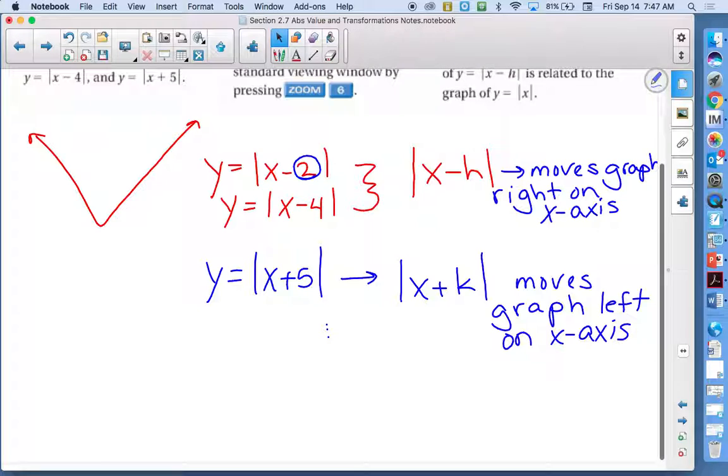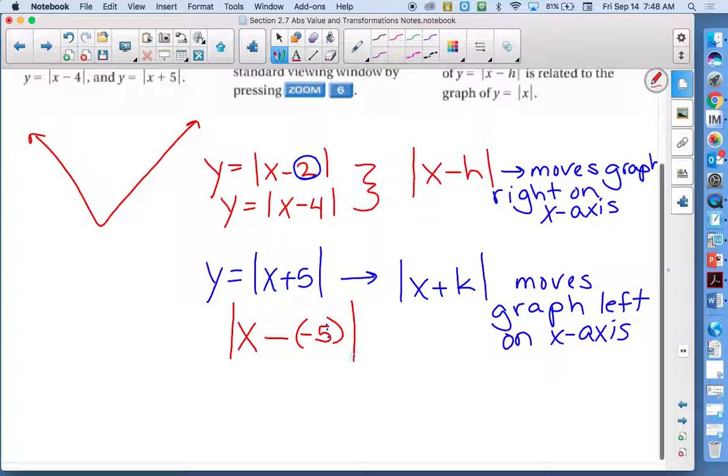And I want to talk a little bit about why that moves to the left. When you have a plus sign, what's another way that something can become a positive sign? Julia? A double negative, and that's what's really happening here. So this is really taking x minus and then a negative 5. Because the equation has a minus in it.